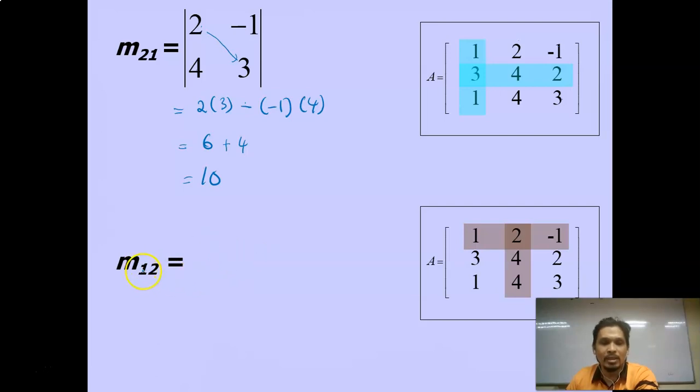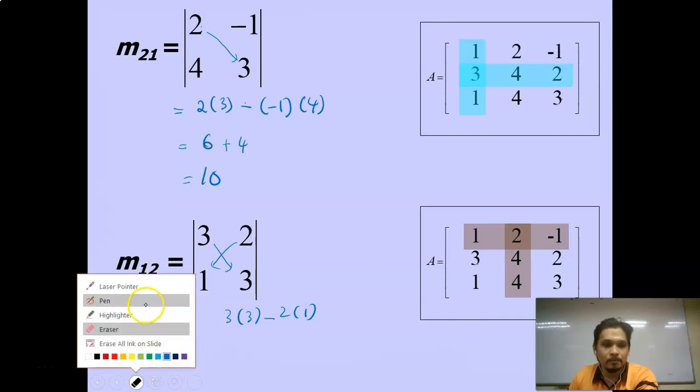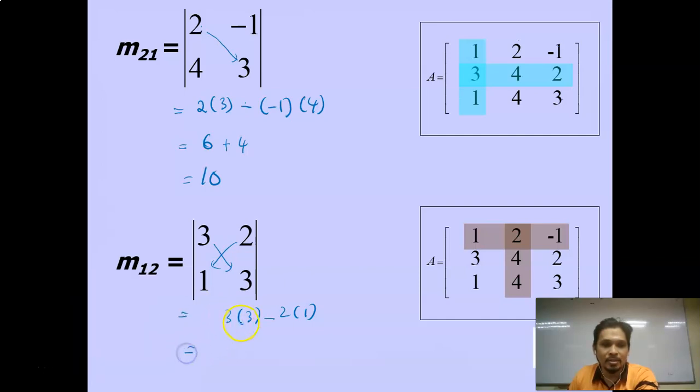M12: delete the first row and second column. So what's left here now? 3, 2, 1, 3. So 3 times 3 minus 2 times 1. 3 times 3 equal to 9, minus 2 times 1 equal to 2, and it is 7.